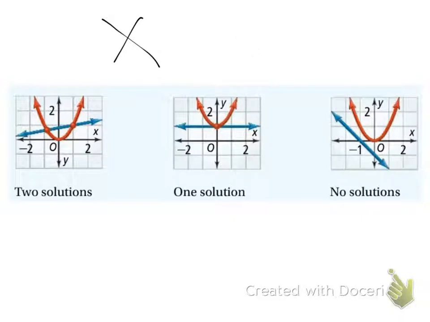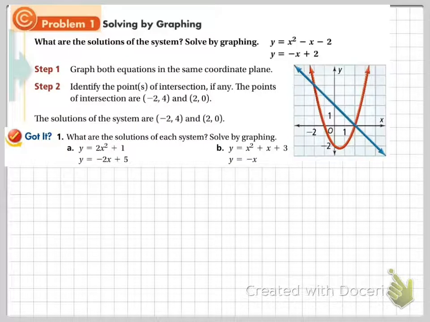Sorry, let me erase this. We can either have two solutions, one solution, or no solution. So we don't get the case where we have infinitely many solutions like we did in linear, and we didn't have two solutions in linear. But these are the three different ways that we're going to get results. So we are going to look at a couple different ways that we can solve and find our solutions.